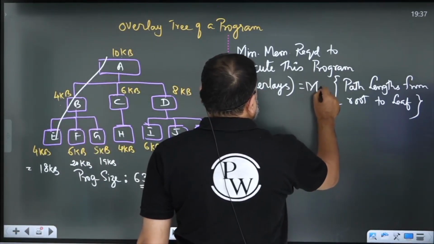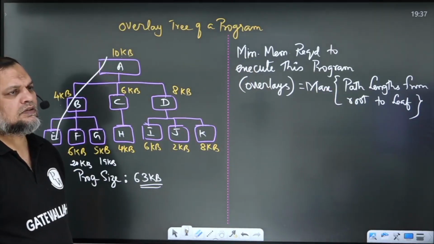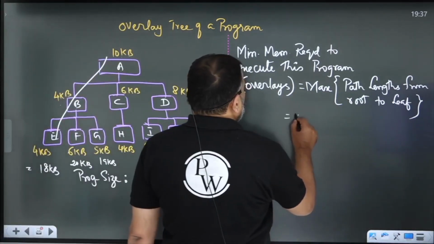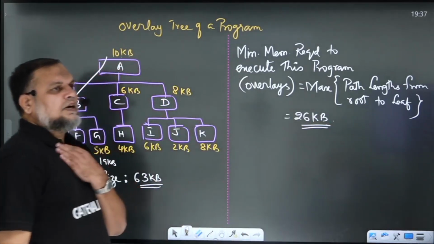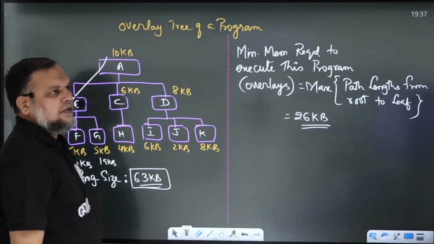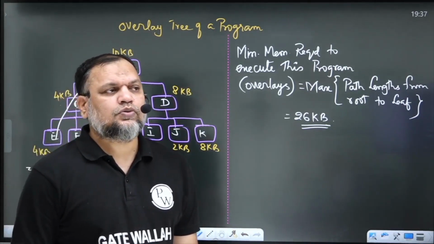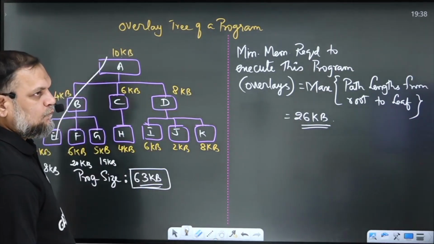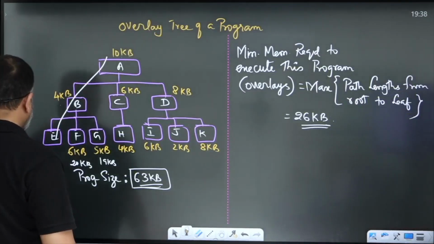Maximum of path length from root to leaf. So what is that answer? ADK. That's right, 26K. So the answer for this is 26 KB. If I have 26 kilobytes of memory, I can execute a 63 KB program otherwise. That's the advantage of overlaying. But as I said, this is possible only when the program can be broken down into independent or mutually exclusive modules. So that is about overlays.